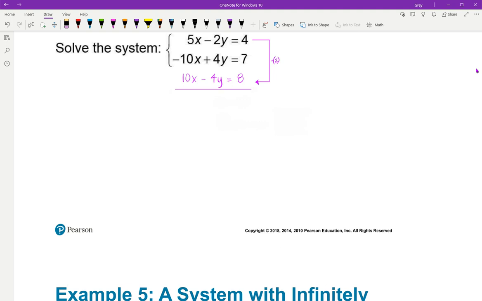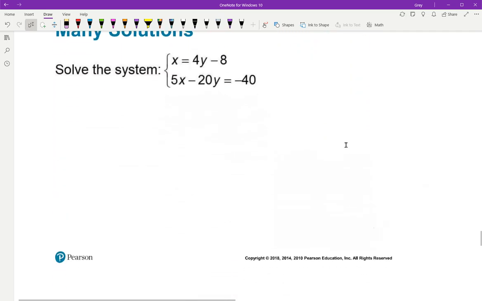And when I add those together, my x is -10x plus 10x, which is 0. 4y minus 4y is 0. And 7 plus 8 is 15. Okay, so that's what it looks like. That, of course, is not a true statement. Okay, that's a false statement. And when it's a false statement, your answer is no solution. So it's important to understand what happens when you're solving it algebraically and things don't quite work out.